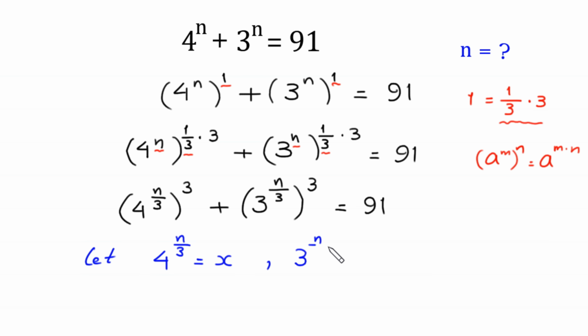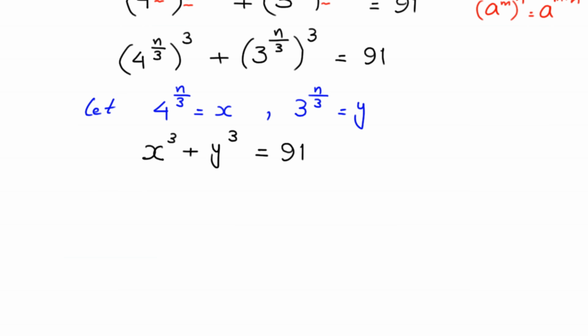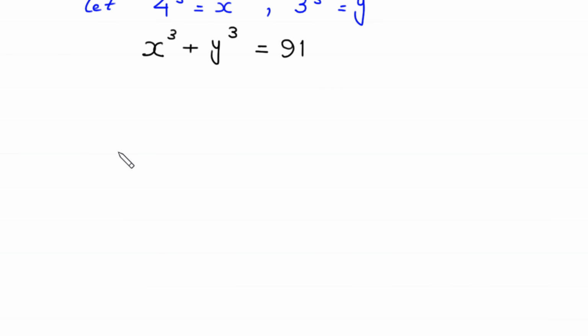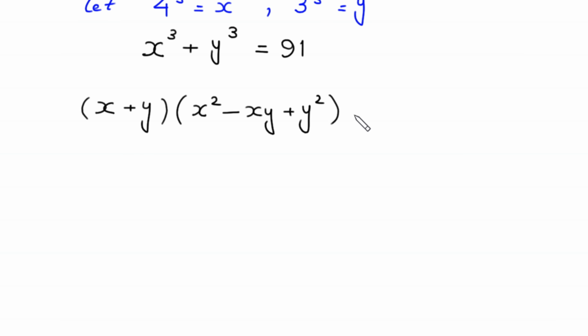We suppose that let 4 to the power n over 3 is equal to x and 3 to the power n over 3 is equal to y, and we substitute x and y in this equation. Then this equation becomes x cubed plus y cubed is equal to 91. Now we can factorize this x cubed plus y cubed as (x plus y) times (x squared minus xy plus y squared) is equal to 91.